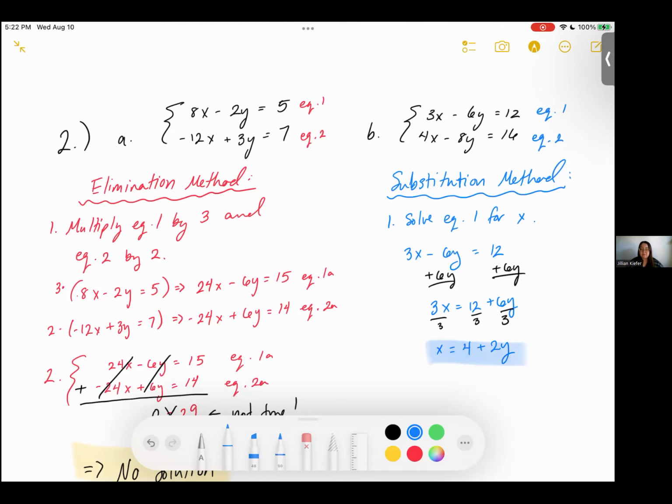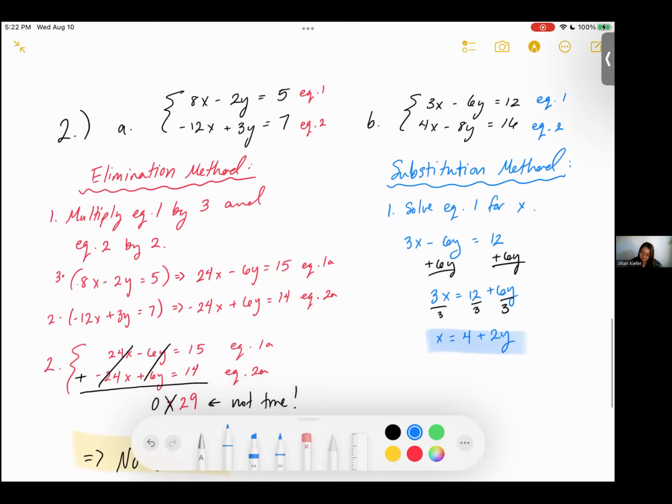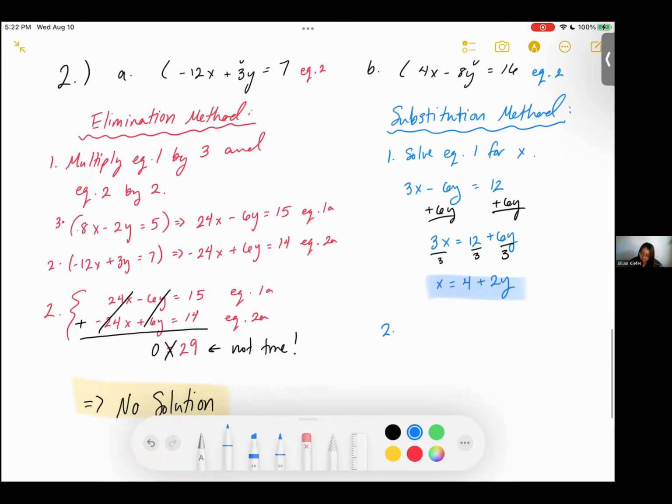All right, looks good so far. We have our expression for x now. Remember, we want to plug this value of x into the opposite equation. So we're going to plug 4 plus 2y in for x in equation 2. Equation 2 was 4x minus 8y is equal to 16.